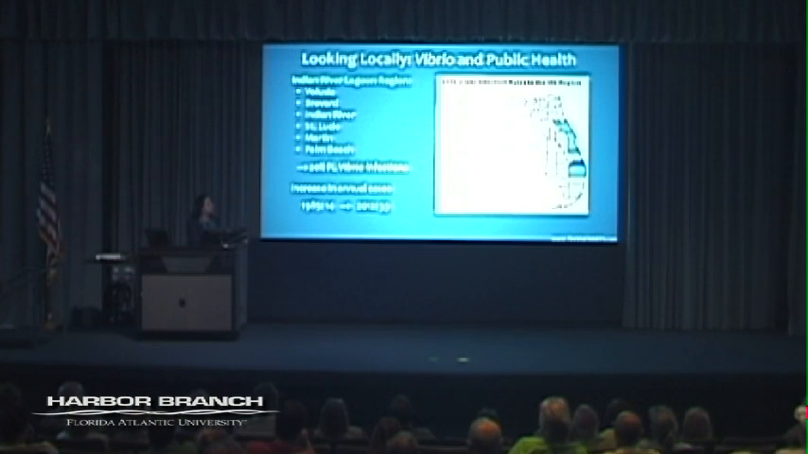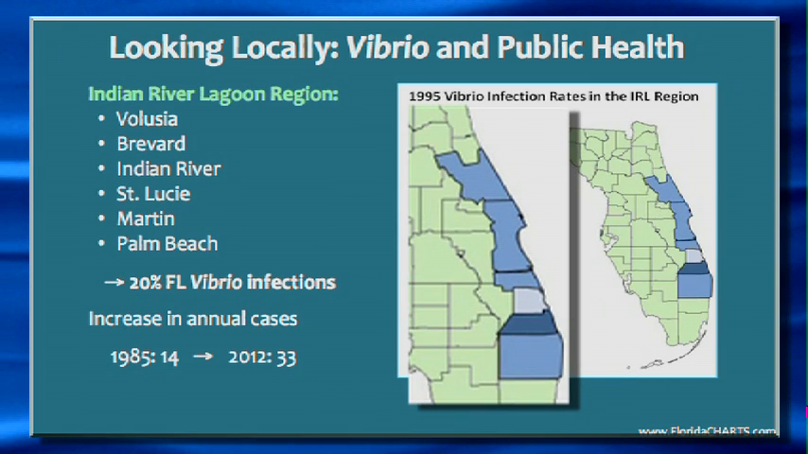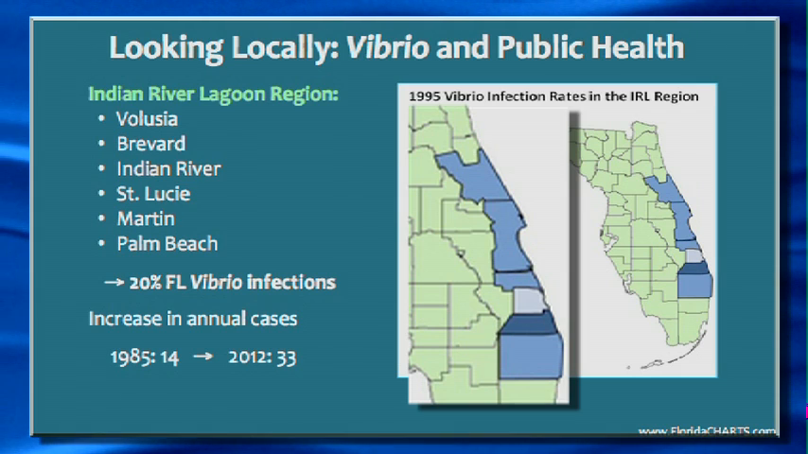So if we look here at the Vibrio cases that have been reported from our region, looking at this map here, we have the 6 counties that border the lagoon with Volusia at the top and Palm Beach at the bottom. This whole area collectively is responsible for about 20% of all Vibrio infections within Florida. The majority of our infections are usually in the Gulf, but since we're focusing in on the lagoon here, we've had an increase in the number of cases here in our region.